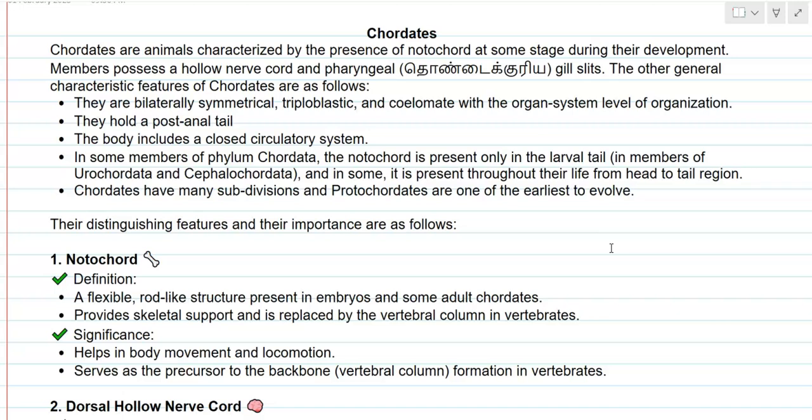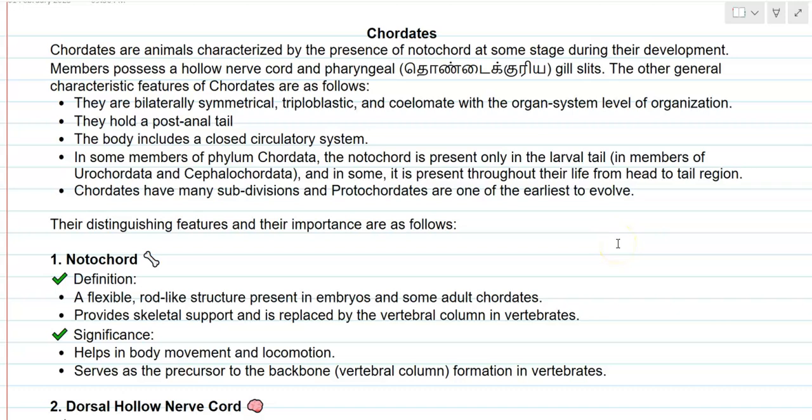The other general characteristic features of the chordates are that they are bilaterally symmetrical, triploblastic and coelomate animals with an organ level system of organization. They hold a post-anal tail. The body includes a closed circulatory system.